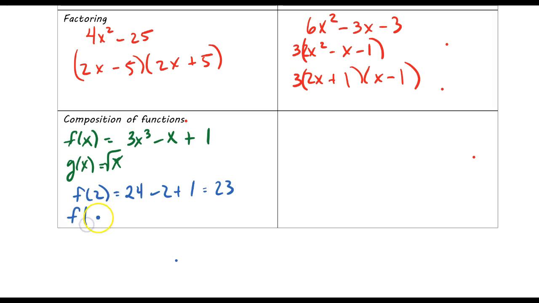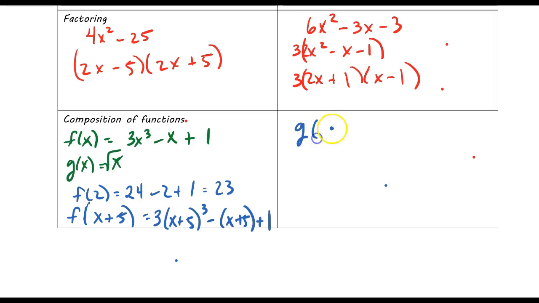Even if I said like f of, let's see, f of x plus 5, okay? Whatever is in this parenthesis, make sure you understand it's going to get plugged into the function and replace the x that you saw. So instead of 3x to the third, this entire thing is going in for that x. This entire expression is going in for that x, and you would have to multiply it all out from here.